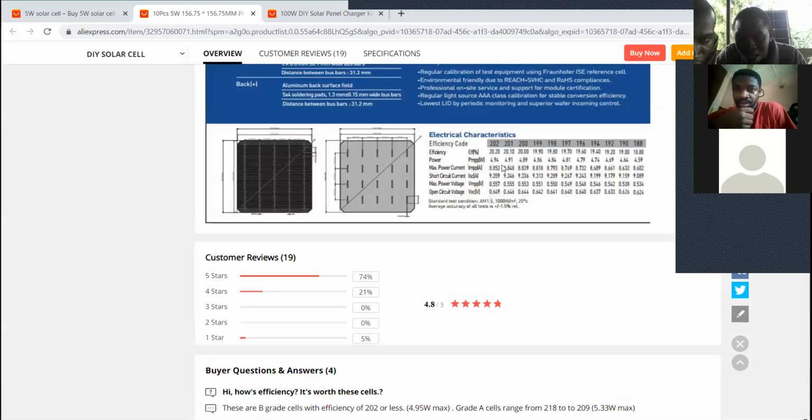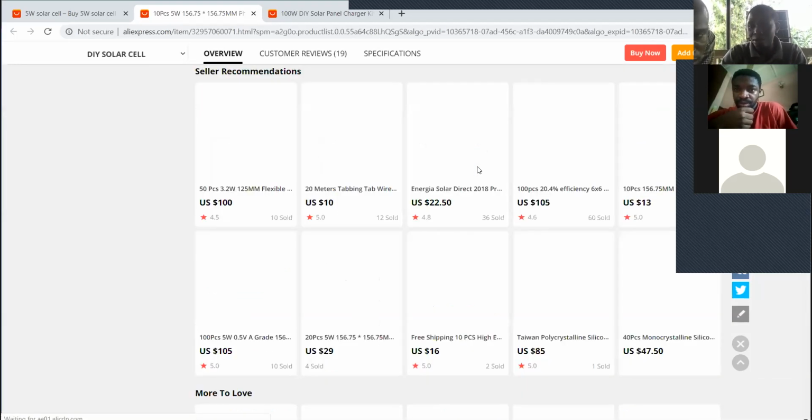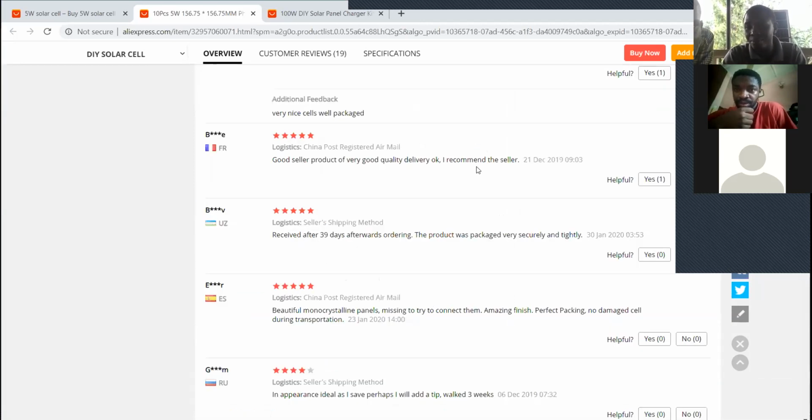This is its electrical properties. And this is its power. You can see its power is around 4.94, 4.9 something. That's the power for this cell. So you can get more efficient cells. What more efficient cells means is that you will be doing more in a lesser area.